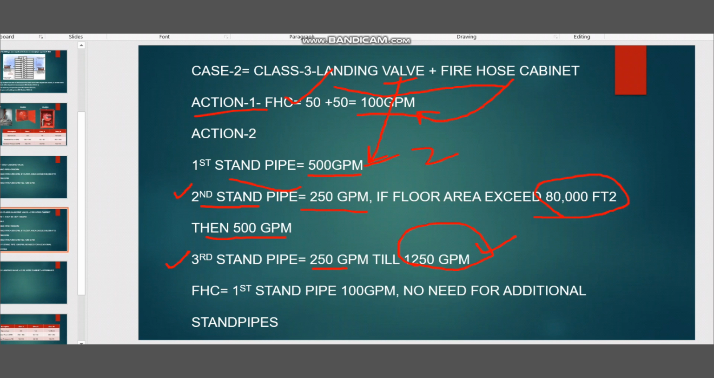Till 1250 GPM you have to consider. So if you compare both the flows, here for the landing valve you are getting 1250 GPM, because of the fire hose cabinet you are getting 100 GPM. So comparing these two, 1250 GPM is higher. So the fire pump capacity will be 1250 GPM. So this is the arrangement we have for the class 2 arrangement case.